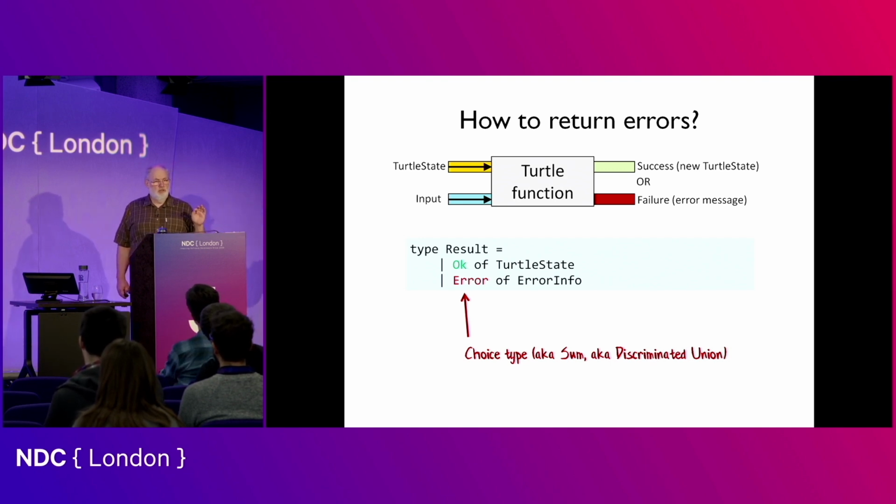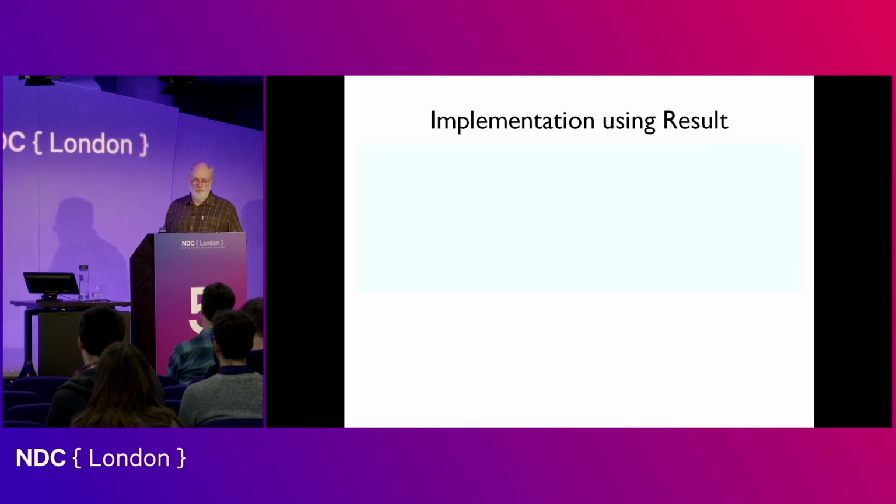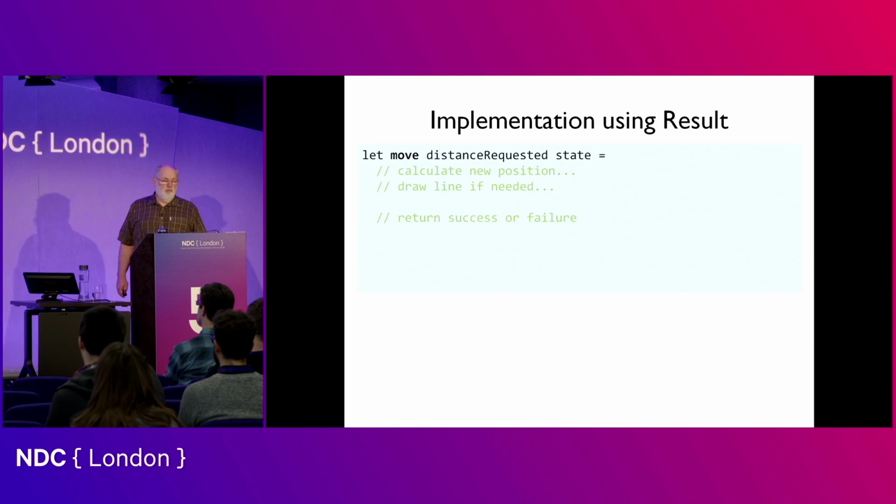So I like to call these choice types because it's a choice between two things. In F# they're actually called discriminated unions, and other people might call them sum, S-U-M, types. But they're really, really useful for domain modeling. In my domain modeling book, it's all about this stuff. It's very useful. So let's look at the implementation with this.